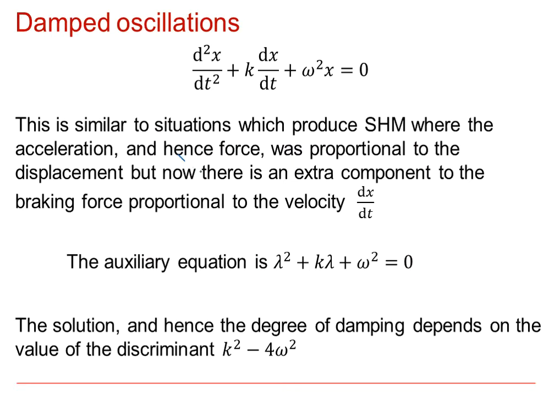So we're starting to look at this damped oscillation equation in a little bit more detail. It's second order, linear and homogeneous, but we now have the coefficients k and omega squared. This is similar to the situation we've seen that produces simple harmonic motion, where the acceleration and hence the force will be proportional to the displacement. That's the effect of the first term and the third term. They would produce simple harmonic motion.